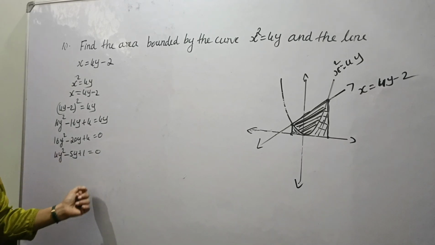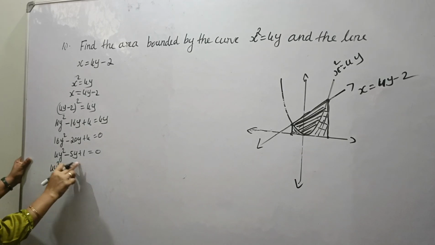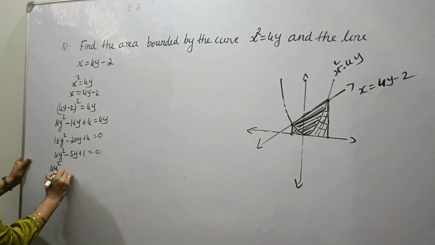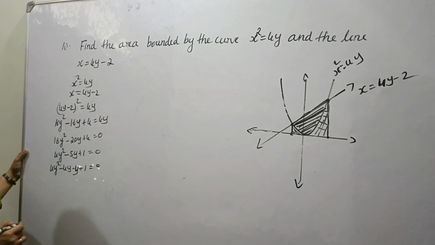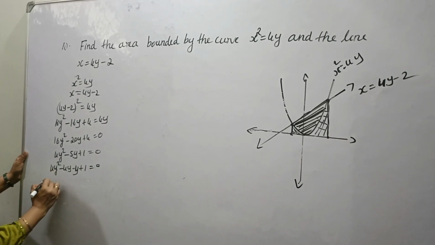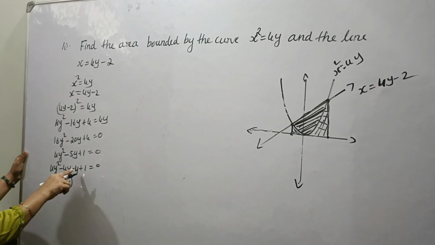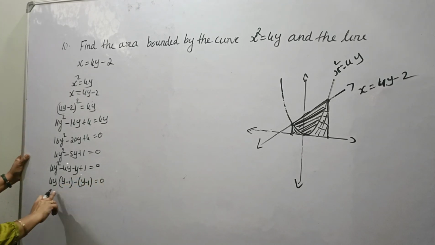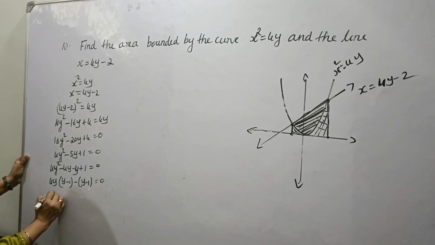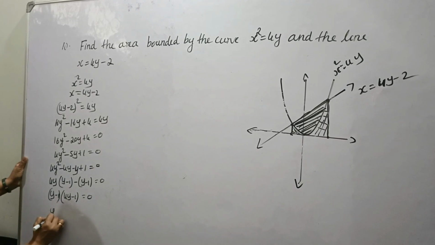Then we have got a quadratic equation. To solve this, we will write 4y square, this minus 5y can be written as minus 4y minus y, plus 1 is equal to 0, right? Then in these two terms 4y is common, take 4y outside, so 4y into y minus 1. Here let's take minus outside so that we will get minus y minus 1. So minus y minus 1 is equal to 0. See, in these two terms y minus 1 is common, take it out: y minus 1 into 4y minus 1 is equal to 0. That implies y is equal to 1 or y is equal to 1 by 4.